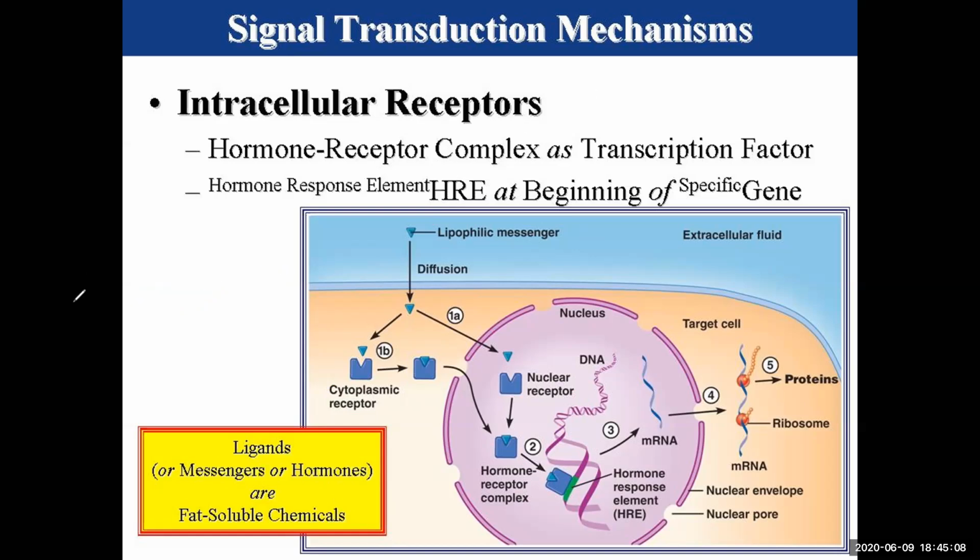We have DNA, and that DNA can be used to produce another type of nucleic acid called messenger RNA. Right? So you have your DNA here, and you have your messenger RNA here.